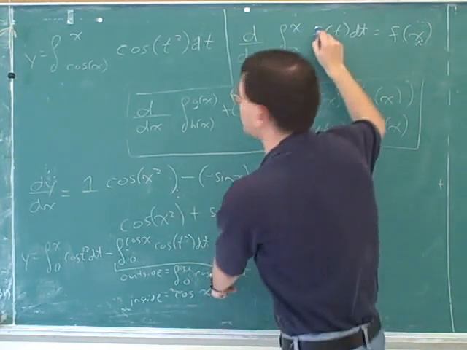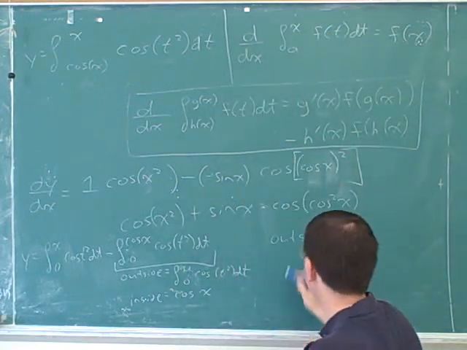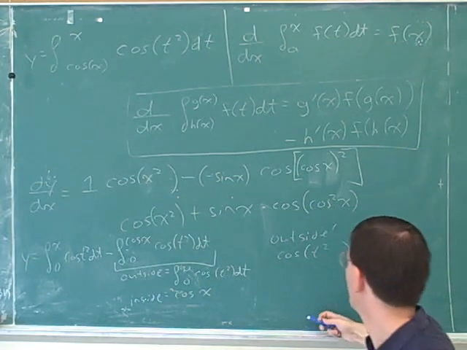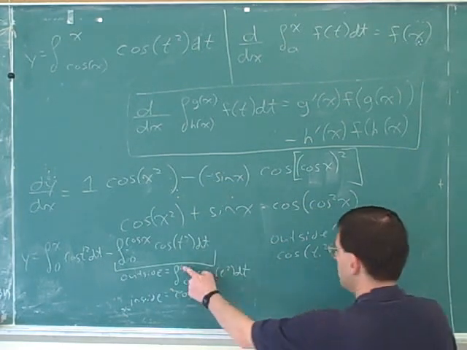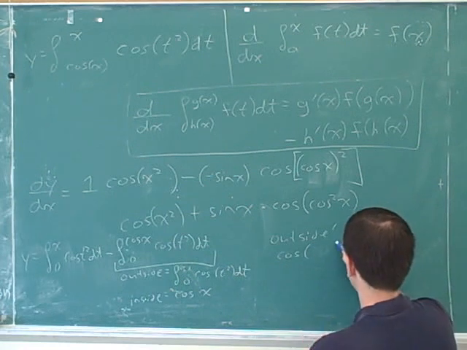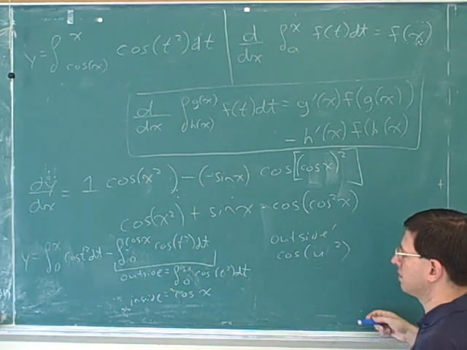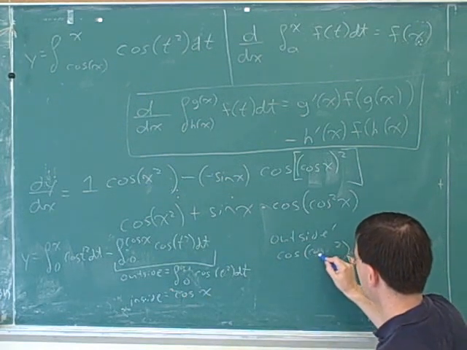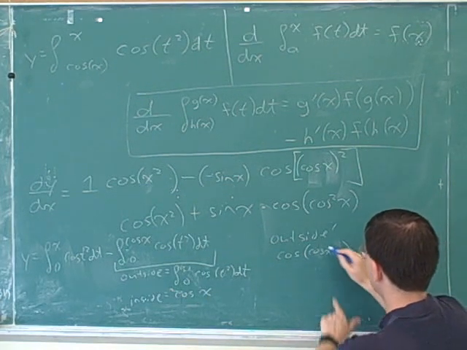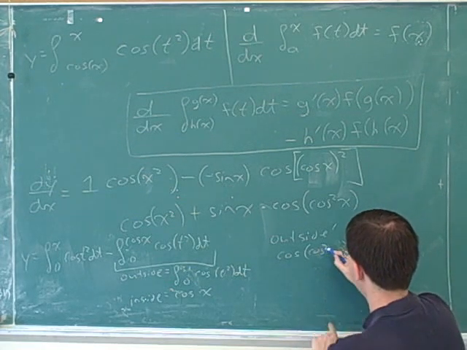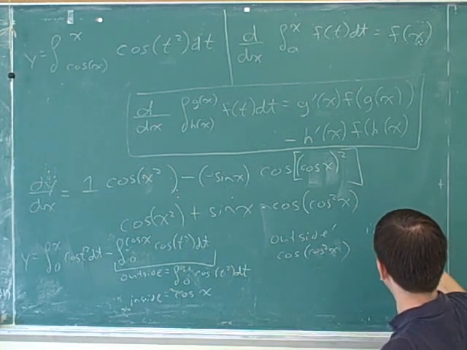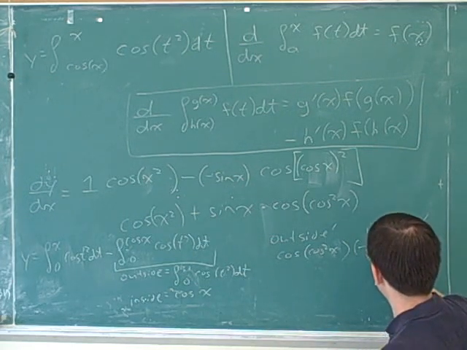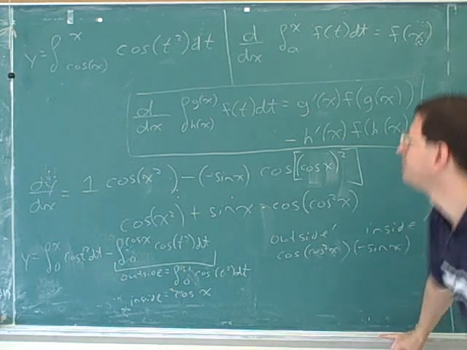Well, the derivative of the outside here, for that we could just use this formula, which is the one you learned in your course. So the derivative of that would just be cosine t squared. But what should we plug in for t? We should plug in u. And what should we plug in for u? Well, we're evaluating that at the inside, so we would plug in the cosine term. And to use the chain rule, we should be multiplying that times the derivative of the inside, which is negative sine x.